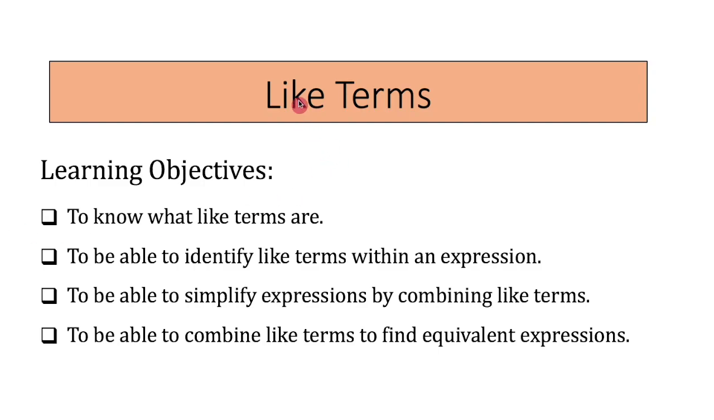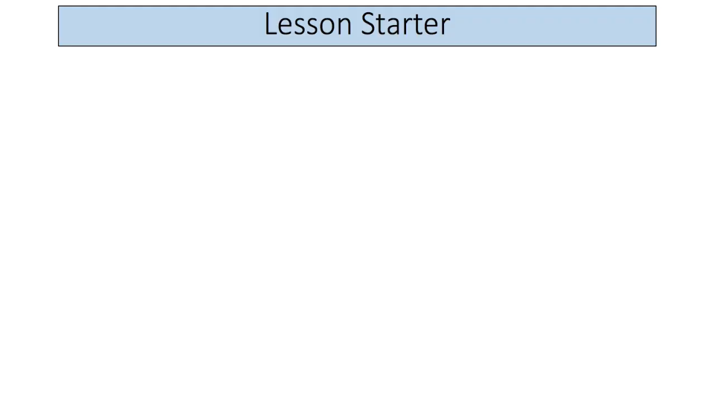This lesson is going to be about like terms. Our learning objectives are to know what like terms are, to be able to identify like terms within an expression, to be able to simplify expressions by combining like terms, and finally, to be able to combine like terms to find equivalent expressions. I'm going to start this lesson by telling you a story.